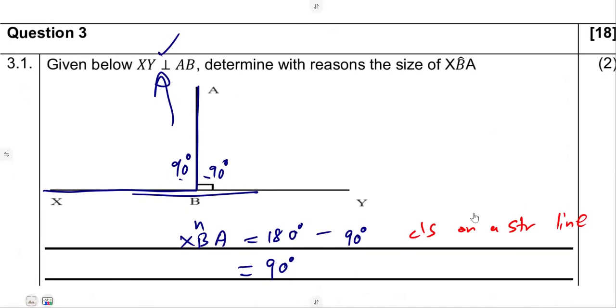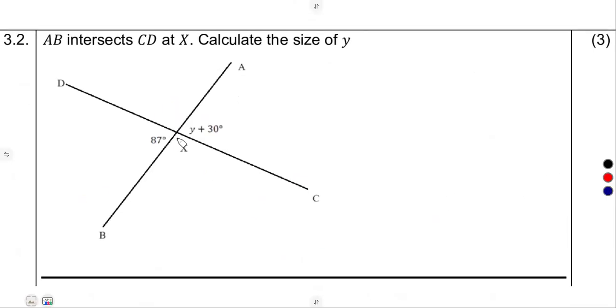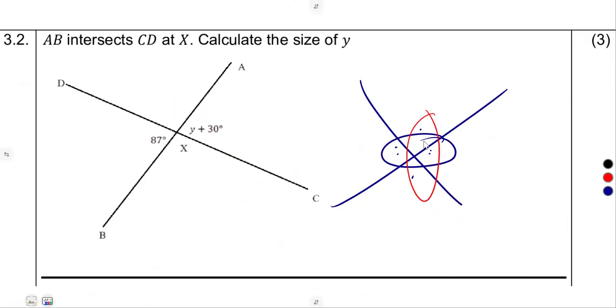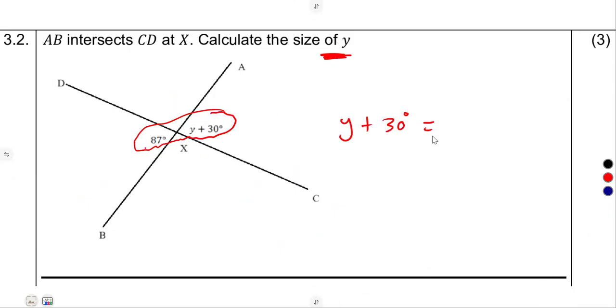All right. Then 3.2, AB intersects CD at X. Vertically opposite angles are formed, as we do understand. Vertically opposite angles are equal. So from that consideration that they do intersect at X, calculate the size of y. So that's vertically opposite angles, they are equal. y plus 30 degrees is equal to 87 degrees. Vertically opposite angles, remember.